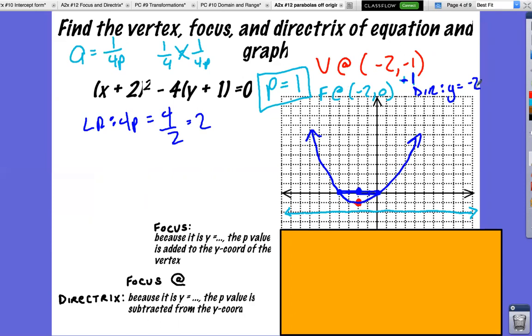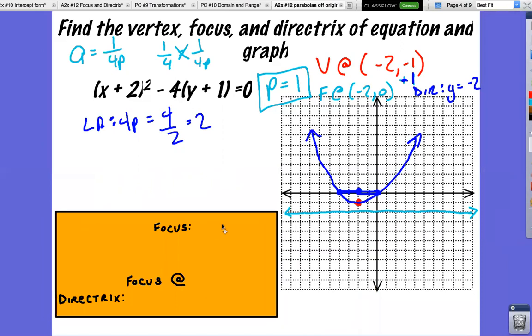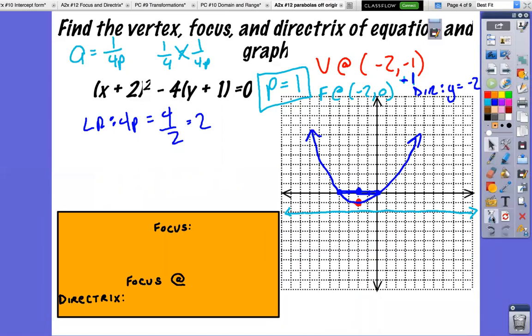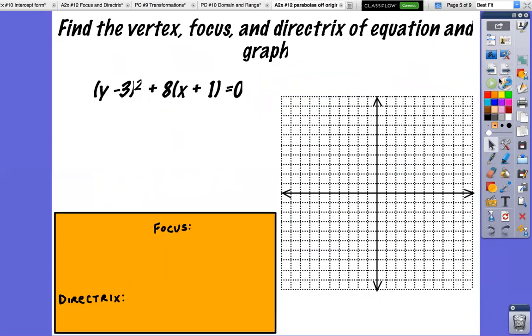All right, let's move on. All right, take a second and try this one on your own. Find the vertex first.